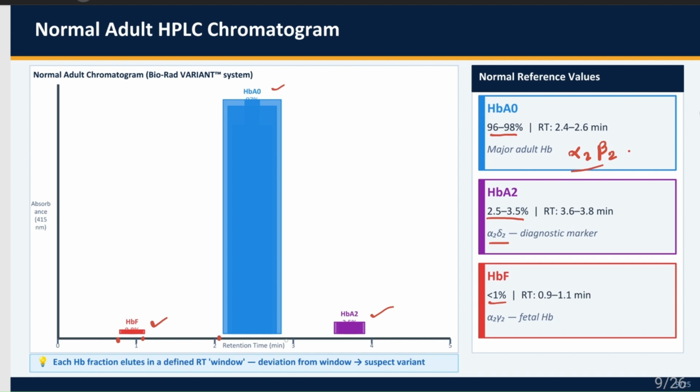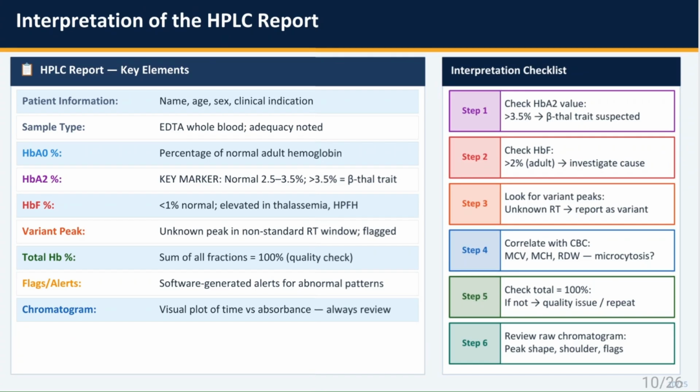Likewise, this from here to here is the retention time window for the adult hemoglobin, and this one is for the HbA2. If there is any deviation from these windows, then suspect any variant. So how should we interpret the HPLC report?